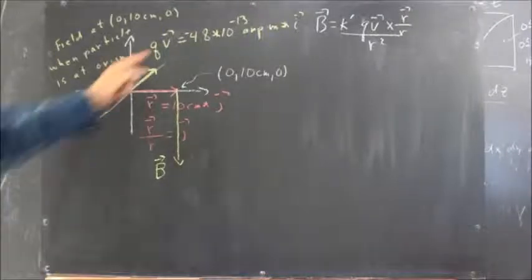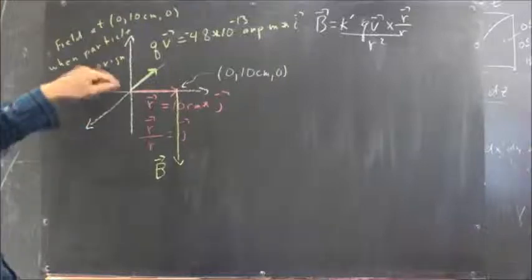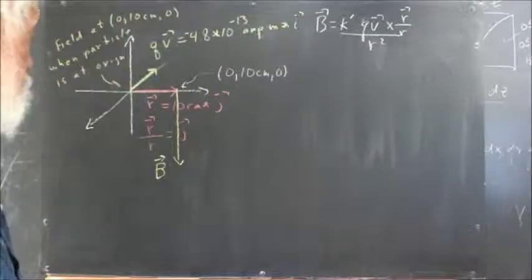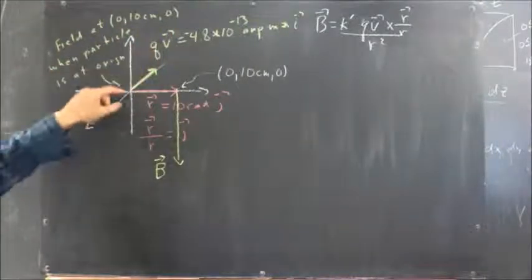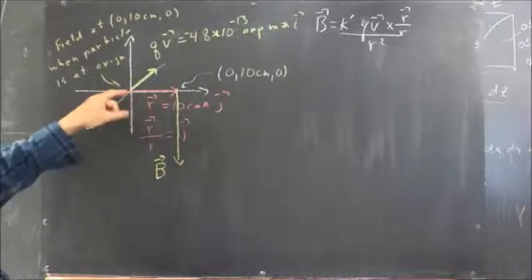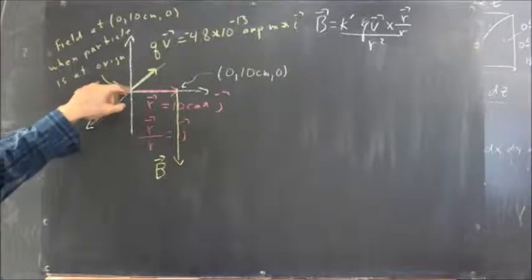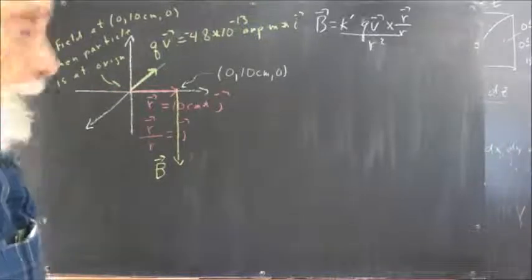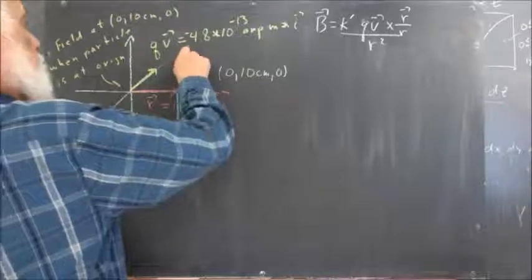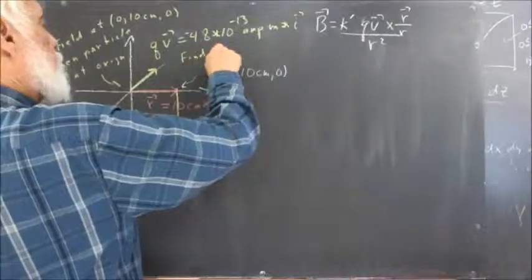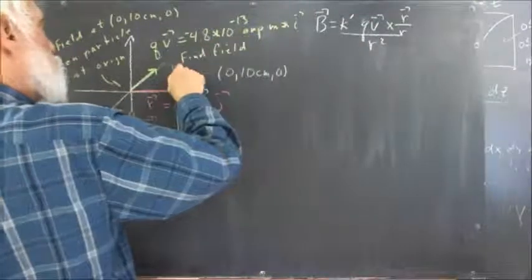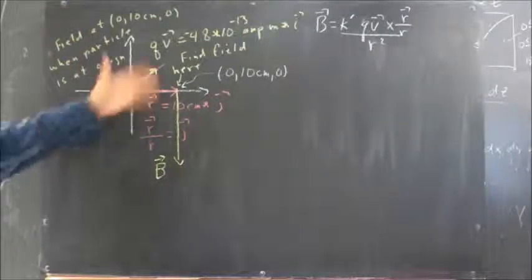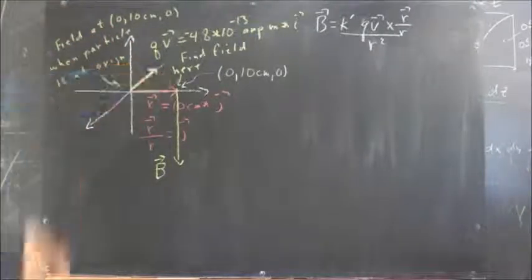So here's our QV vector, and I've drawn that with its root at the origin, but it could be anywhere out along here if you want to do it that way. But here's our QV vector, here's our point, and here is the R vector from the location of the charge to the point at which we calculate the field. Okay, and we want to calculate the field here. Now we could calculate the field anywhere, but for the moment we're going to calculate it here.